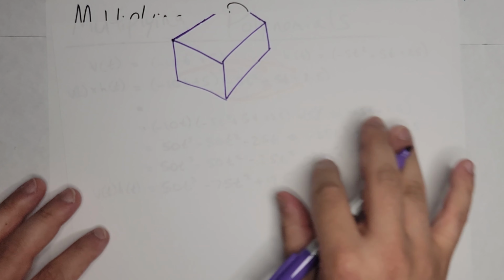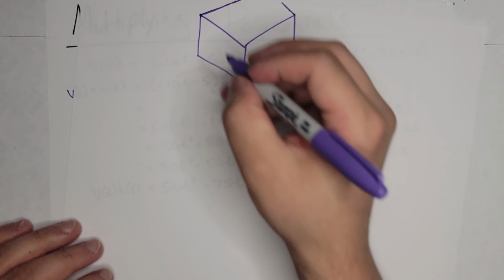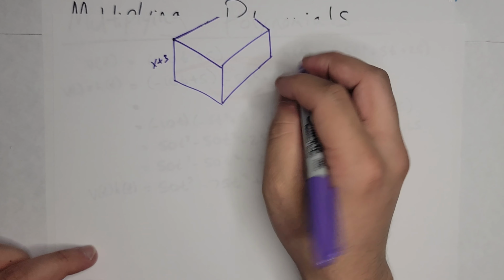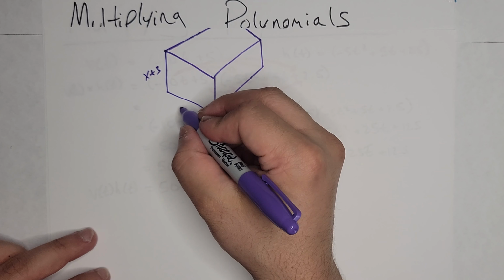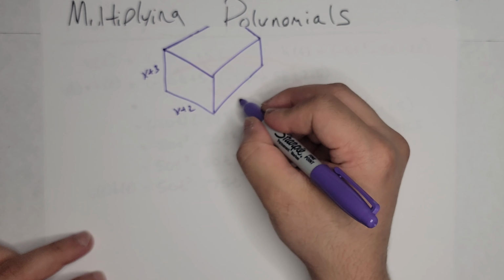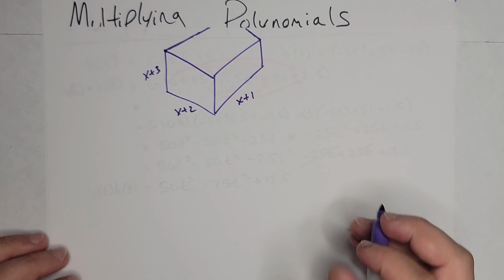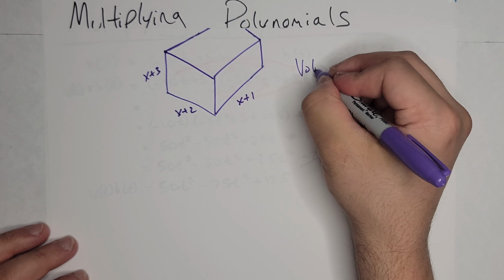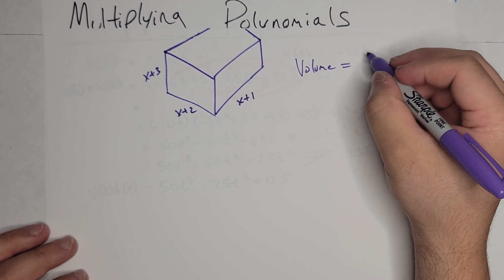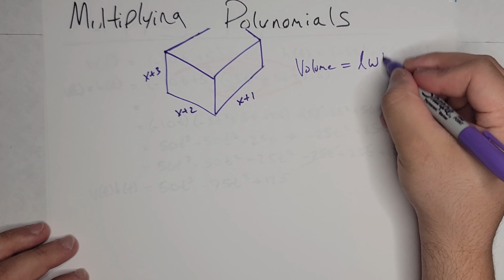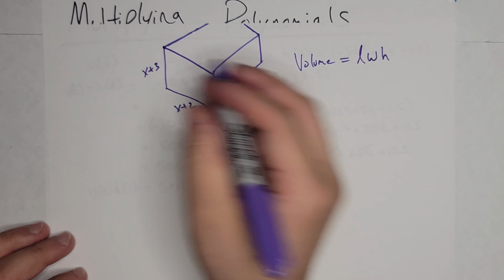I got it from the page. Let's say I have a height of x plus 3 and a depth of x plus 2 and a length of x plus 1. Now I want to find the value, which is equal to length times width times height. So I'm just going to multiply this.